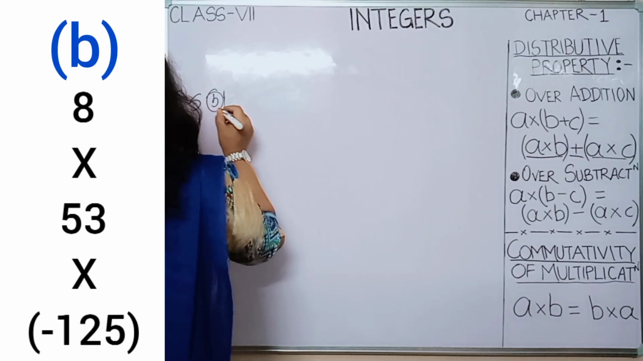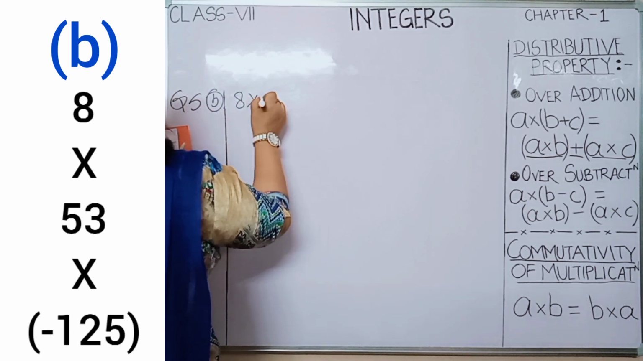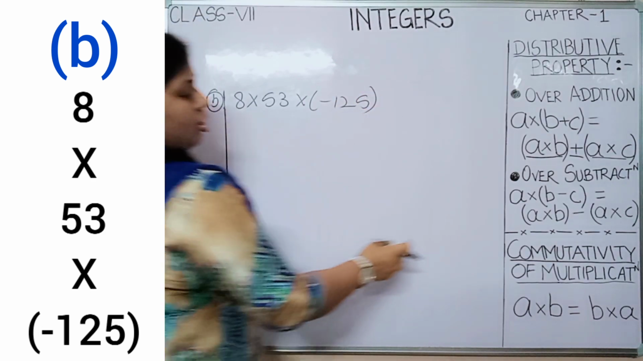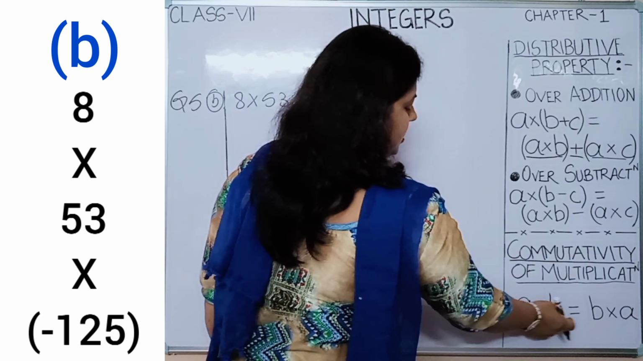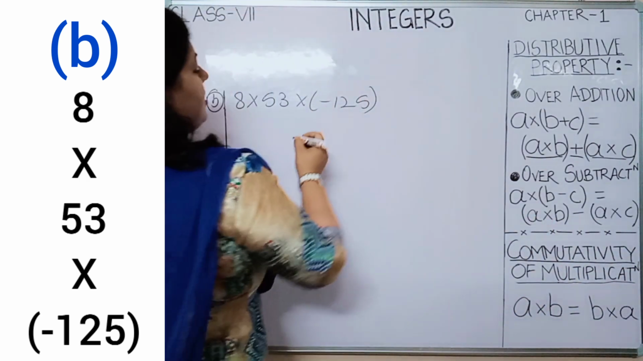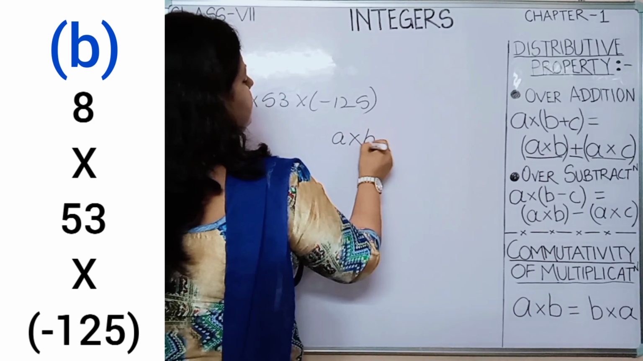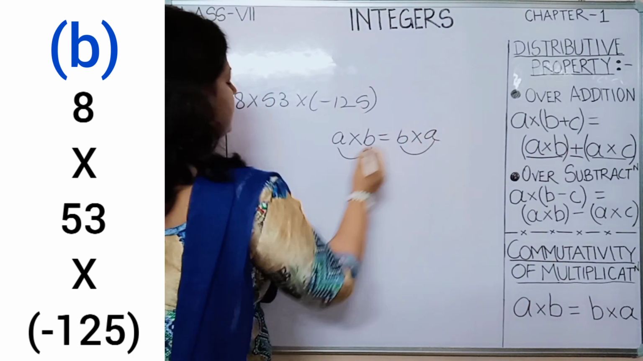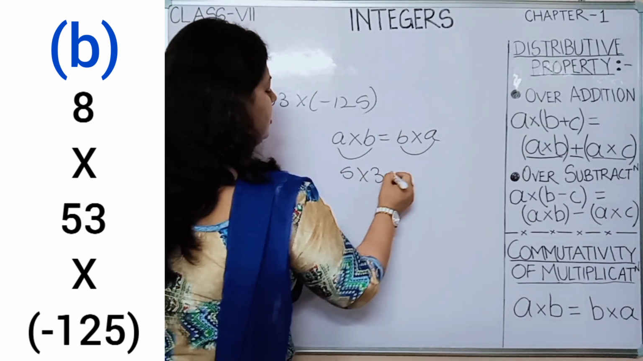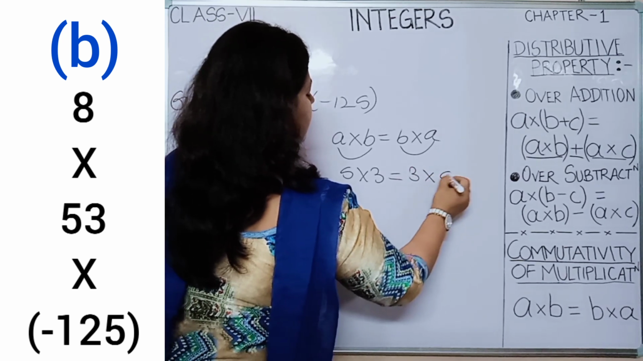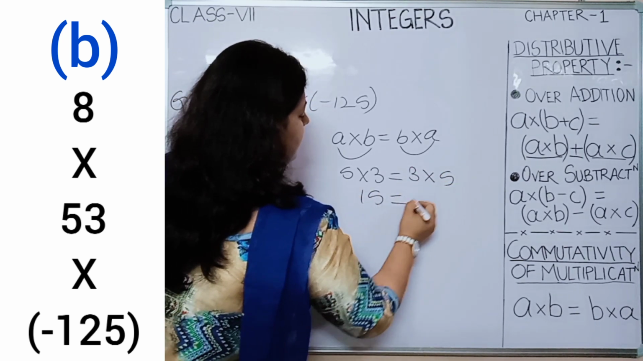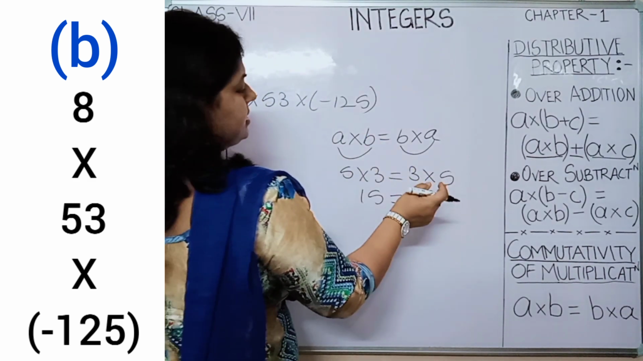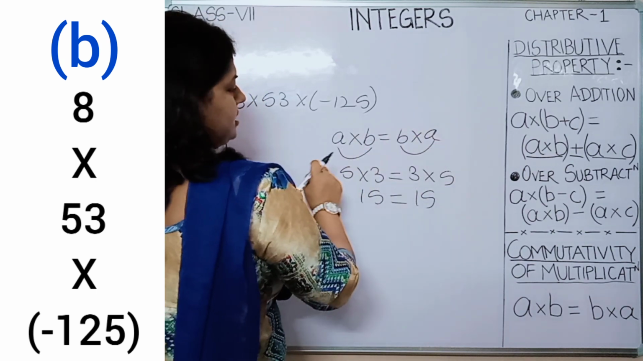B part. Question is 8 into 53 into minus 125. According to commutativity of multiplication, A into B equal to B into A. It means when we multiply integers in any order, we get the same answer. For example, 5 into 3 equal to 3 into 5. The left will be 15 and the right will also be 15. It means if we multiply integers in any order, we get the same answer.